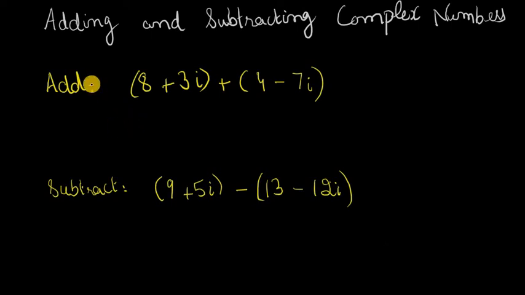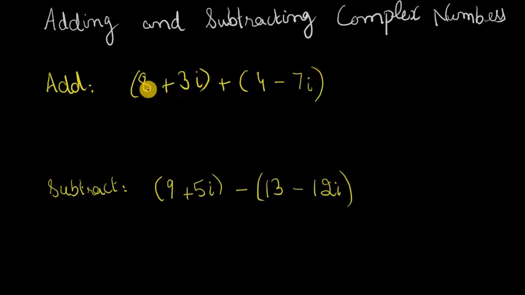Welcome to the video on adding and subtracting complex numbers. And in the first case, we're asked to add the two complex numbers 8 plus 3i and 4 minus 7i. And as you will see when we're adding complex numbers, you can only add the real parts to the real parts and the imaginary part to the imaginary part.